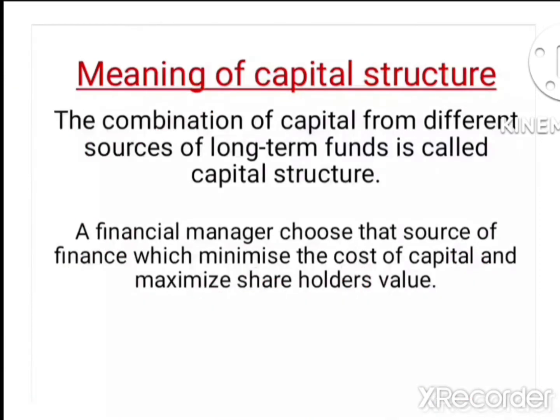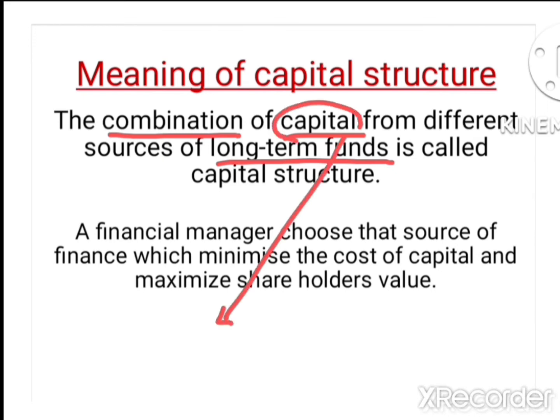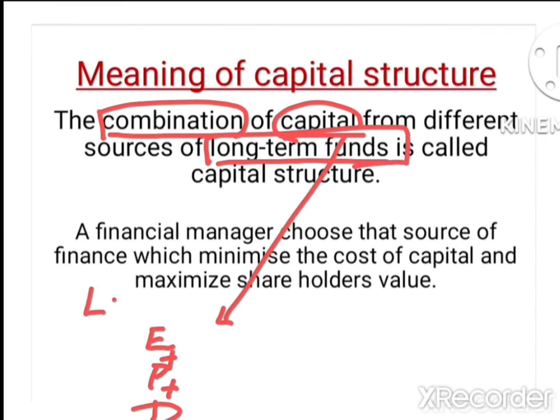Now let's read the meaning. The combination of capital from different sources of long-term funds is called capital structure. Capital is your equity, preference, debentures, and the combination, the mixture, the proportion of equity, preference, debentures, which are the different sources of long-term funds, is called capital structure.